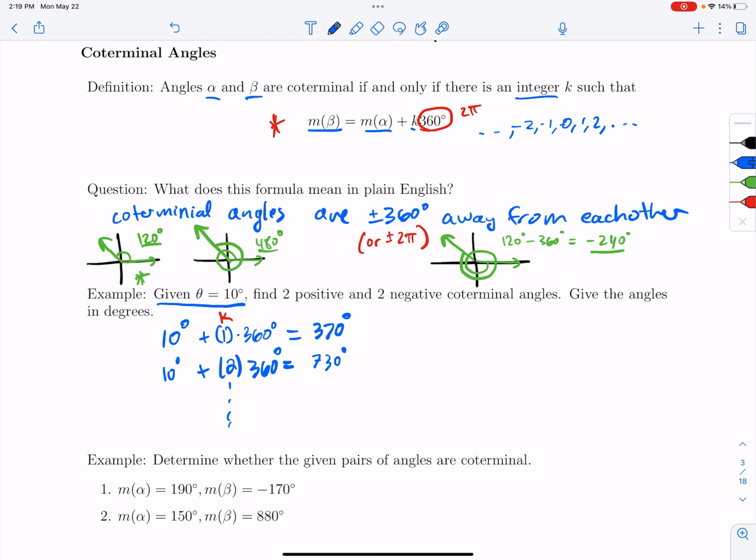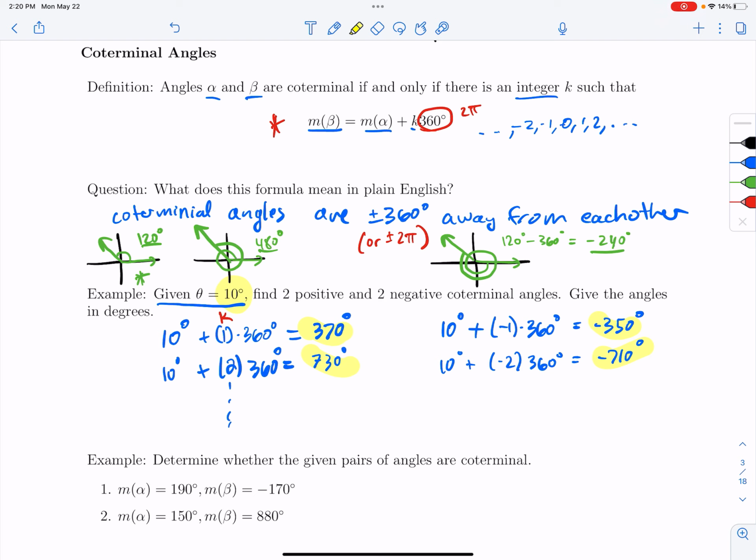Now to come up with negative coterminal angles, I start with 10 degrees, but instead of having positive k values, I could say negative 1 times 360. So that's negative 360 plus 10, which is negative 350 degrees. Similarly, I could say 10 degrees plus negative 2 times 360. That's negative 720 plus 10, which is negative 710. And I could keep going. So all of these are coterminal angles to our original angle, 10.